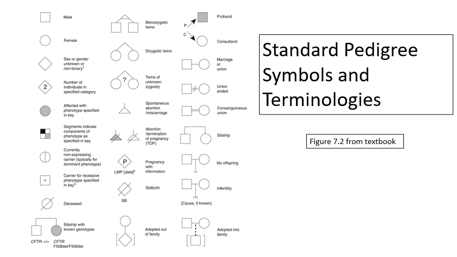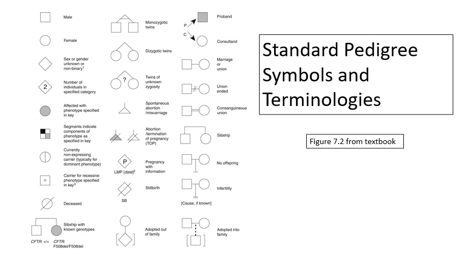If you put a diagonal line across either a circle or a square, it means that that person is deceased. And you can see the symbols for twins, monozygotic twins, dizygotic twins as well here. And going to the third column, you can see consanguinity. That's another important symbol. So there are two lines.